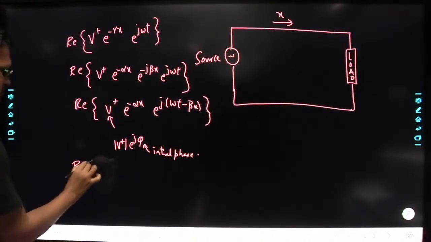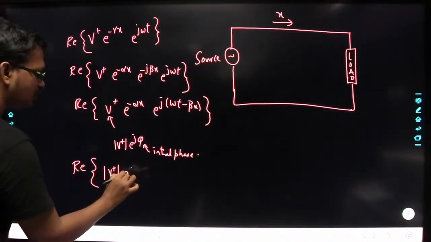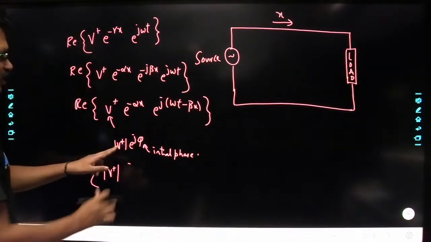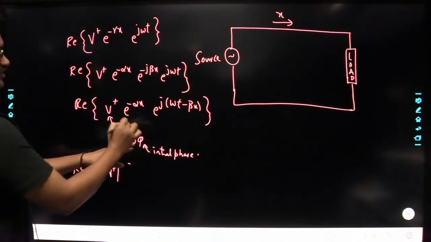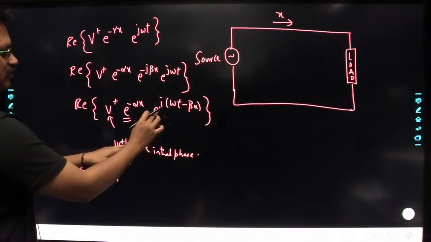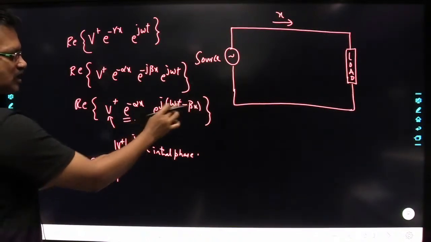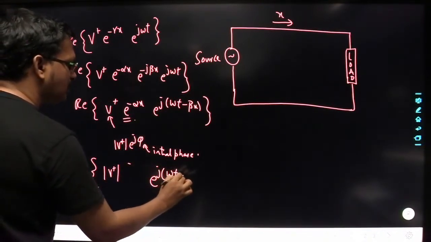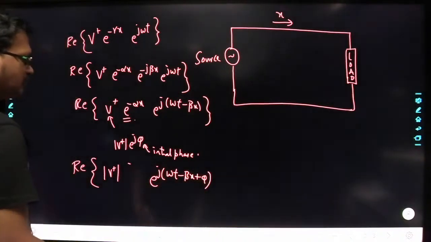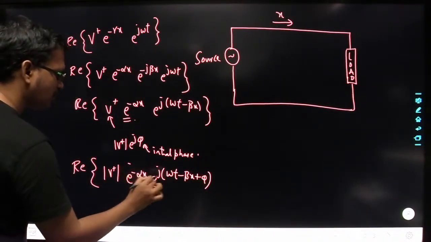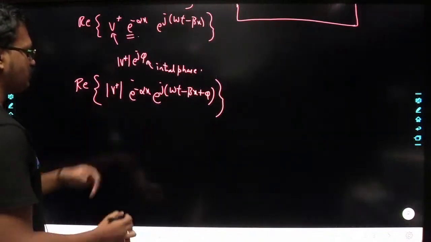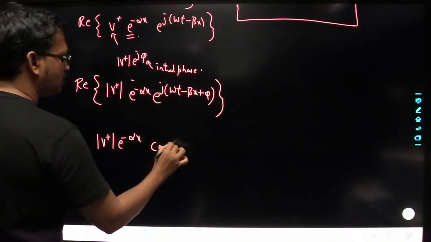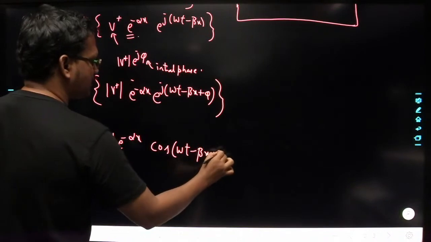Now if I consider the real part of magnitude of V plus into e power j phi, you can represent it in this manner. So magnitude of V plus into e power j phi, here e power minus alpha x multiplied by e power j of omega t minus beta x multiplied by e power j phi, I can write it as e power j of omega t minus beta x plus phi, multiplied by e power minus alpha x. Now if I take the real part of this one, you are going to get V plus into e power minus alpha x into cos of omega t minus beta x plus phi.